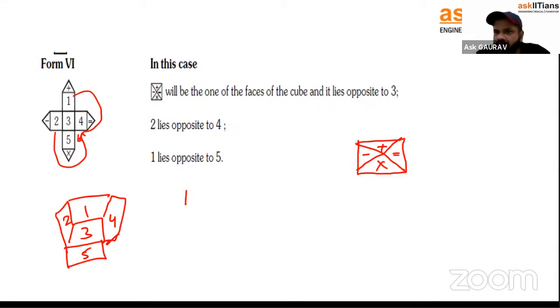You have to make a folded box out of this. How will you make it? Just imagine that 3 is at the base, right? If you just flip your 2 and 4, they will be opposite. If you flip your 1 and 5, they will be opposite. And on the top of them, your plus, minus, multiply, and is equal to will form another side of a square, another face. Okay, is that clear?